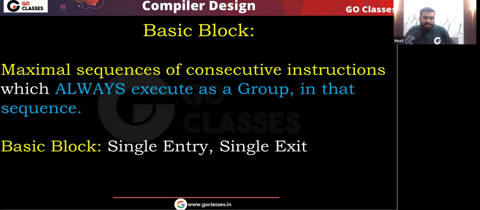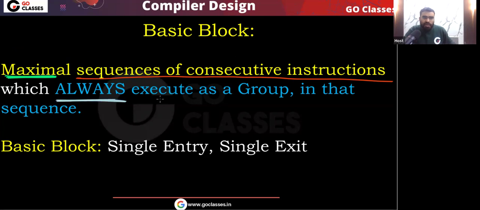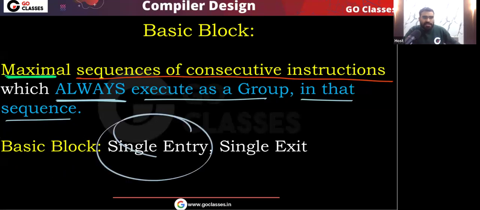Basic block is a maximal sequence of instructions, a sequence of consecutive instructions. Notice what is a basic block. Basic block is maximal. I will tell you what it means. Don't worry, I will tell you. So maximal sequence of consecutive instructions. It is a sequence of consecutive instructions that will always execute as a group in that sequence. So basically, a basic block is single entry, single exit. In a basic block, we have single entry and single exit.